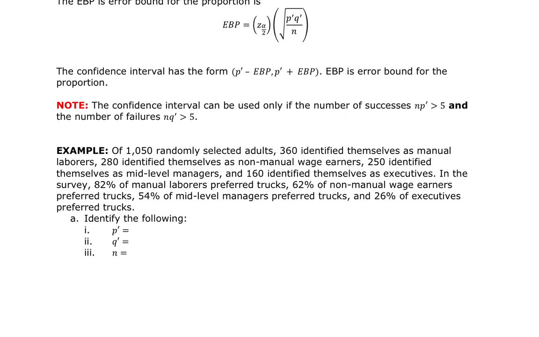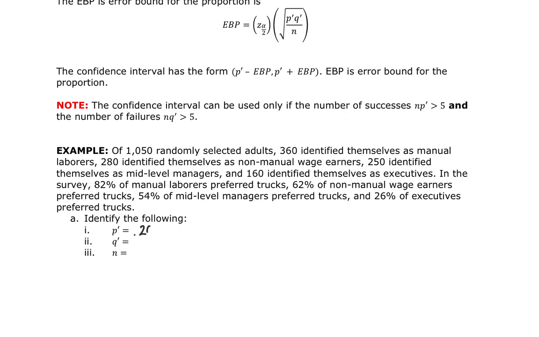So if we need to identify the p hat and q hat and n, I need to decide what it is that I'm looking at. Am I looking at the p hat being non-manual wage earners, manual laborers, mid-level managers, or the truck preferences? So let's just pick one. Let's do the 26% of executives prefer trucks. That's what we're going to use as our p hat. Success is choosing to like trucks for the executives. I could have chosen anything, but it's the last sentence, so I'm going to use that for no other reason.